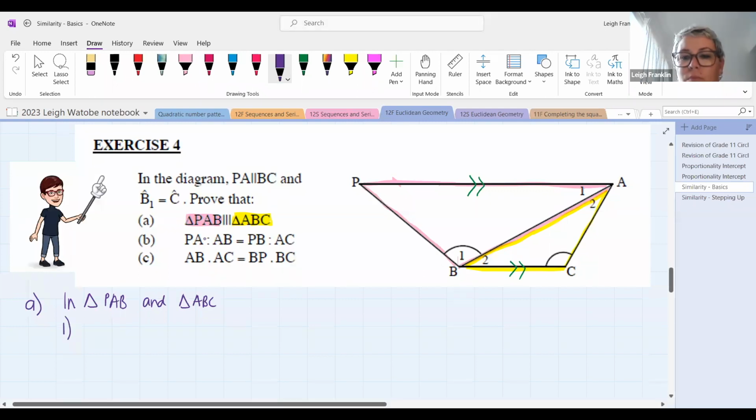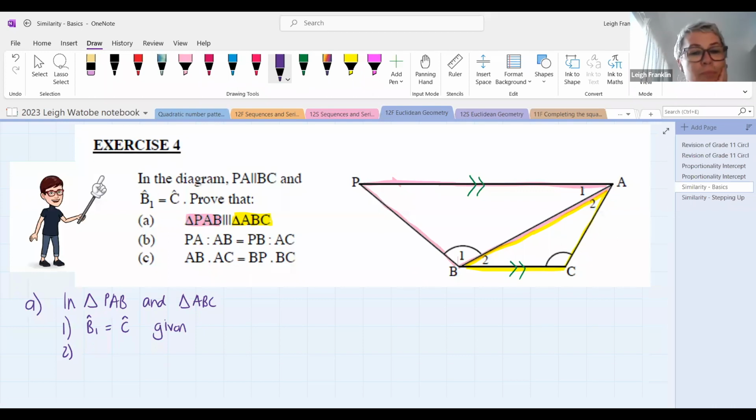In triangle PAB and triangle ABC. I show you the triangles in my book. Then I read the instruction. In the diagram, PA is parallel to BC and B1 is equal to C. Prove that triangle PAB is congruent to triangle ABC. First, angle B1 is equal to angle C. Lovely. Reason? It's given. Beautiful. Keep going. I love what I'm hearing.